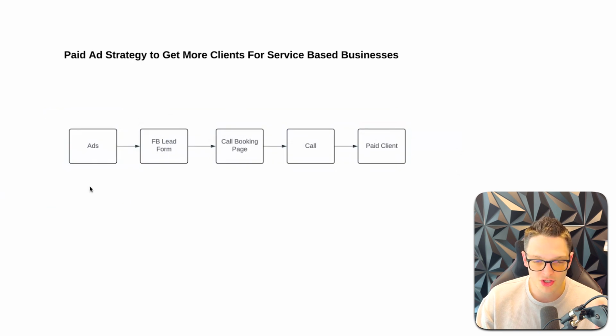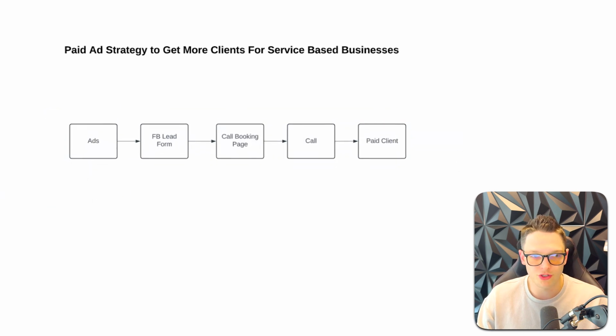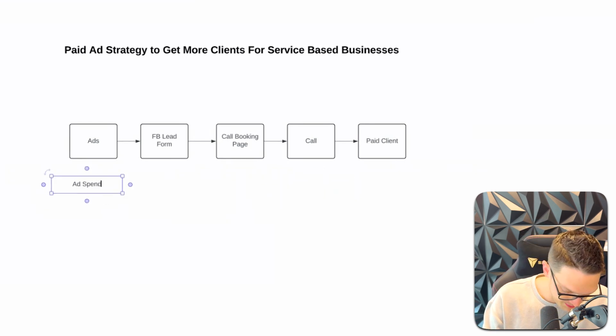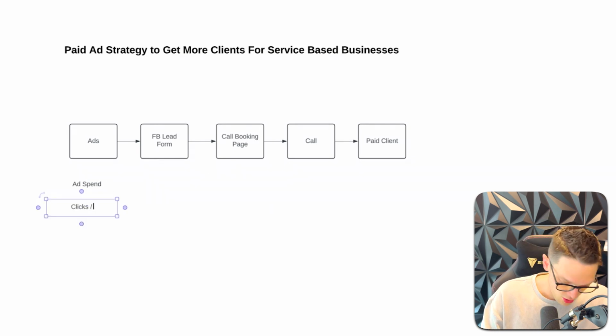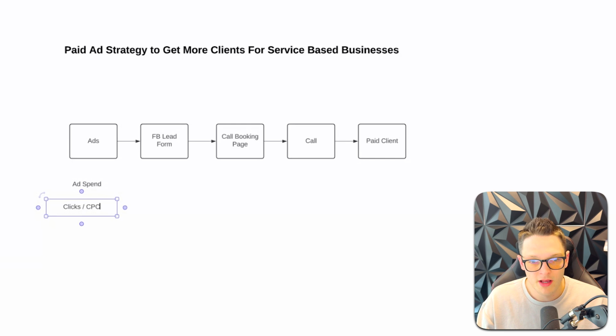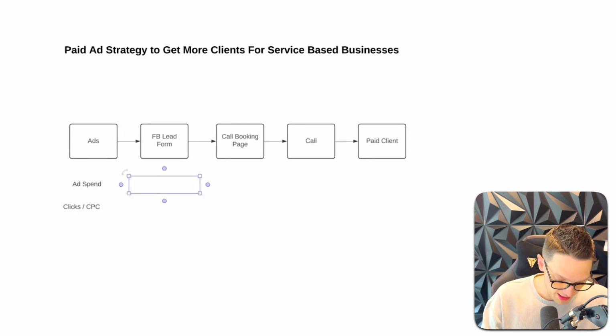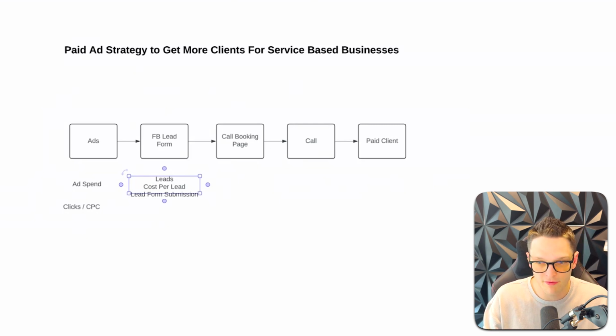When we understand this, we can understand the key components that are going to come into play. First, under ads, you're going to have ad spend. That's pretty much it. Technically speaking, you could also look at your clicks or your cost per click, etc. For the Facebook lead form, you could look at how many leads you have. Then you could also look at your cost per lead. You can also look at your lead form submission rate. So how many total clicks did you have compared to how many total lead forms were actually filled out? Lead form submission rate, etc.